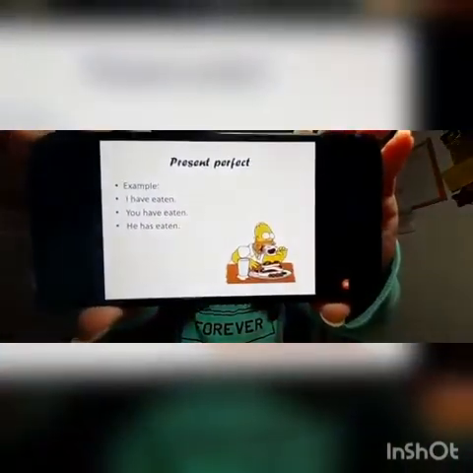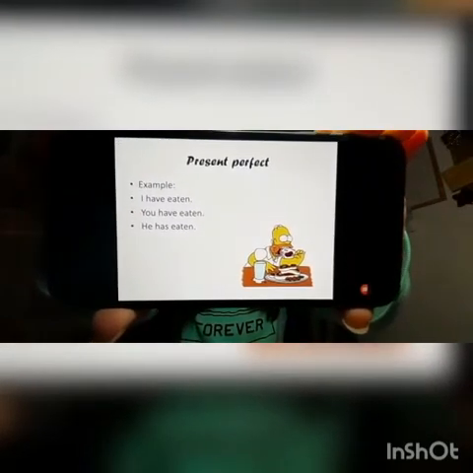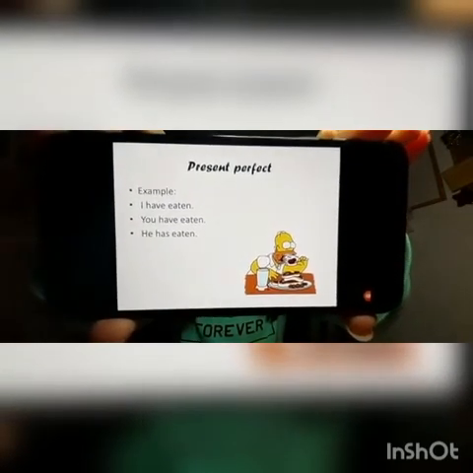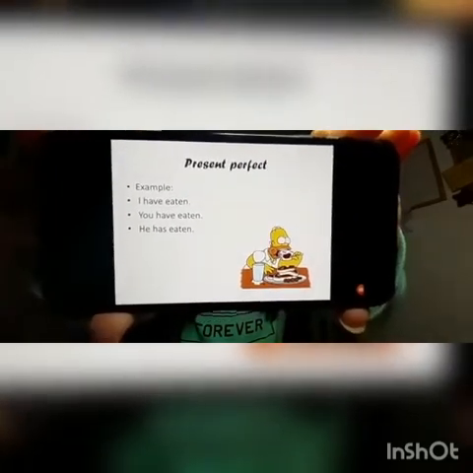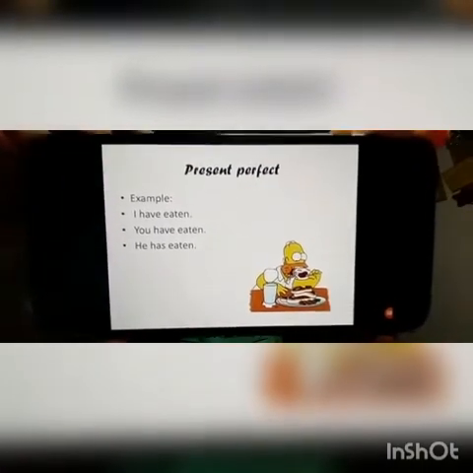Okay, in a few words, this is a verbal time that narrates events that have already occurred at a specific time or in the past, but that continue to have relevance in the present. For example, I have eaten, that is to say, yo he comido. You have eaten, that is to say, tú has comido, and he has eaten, that is to say, él ha comido. In these sentences, we can identify the present perfect structure.